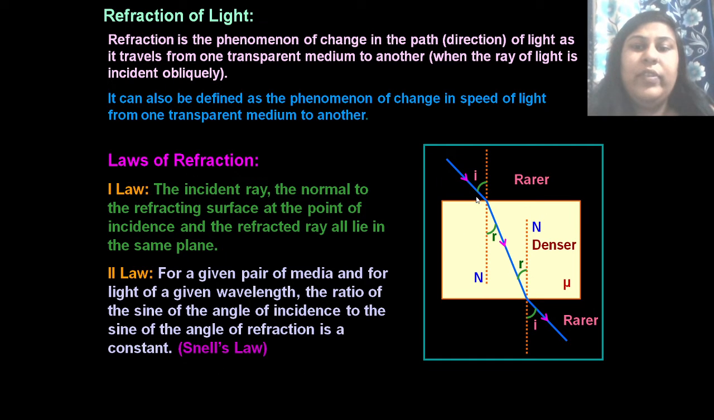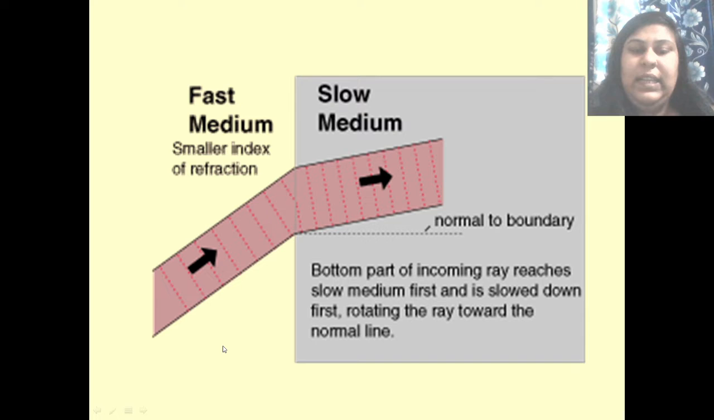The angle between the normal and the incident ray is the angle of incidence, and the angle between the refracted ray and the normal is known as the angle of refraction. So sin i upon sin r is a constant, and this law is known as Snell's law. In the first medium light moves with a high speed, and in the slow or denser medium the speed becomes low.